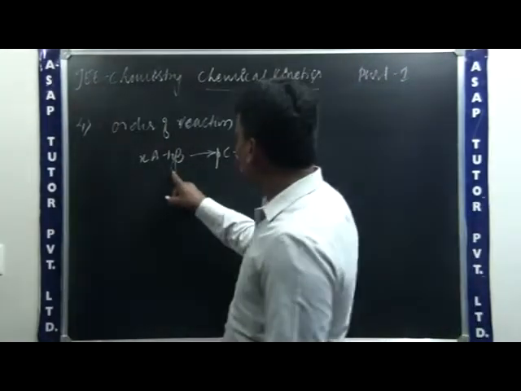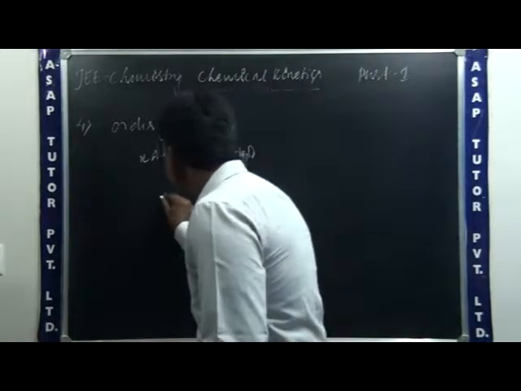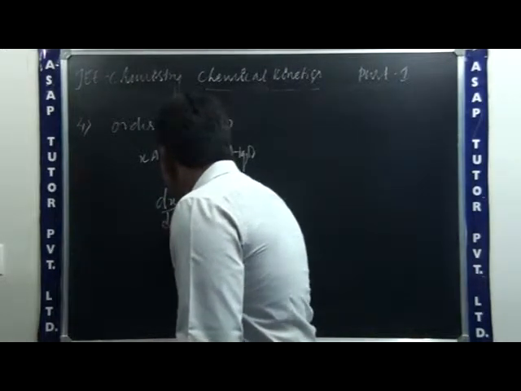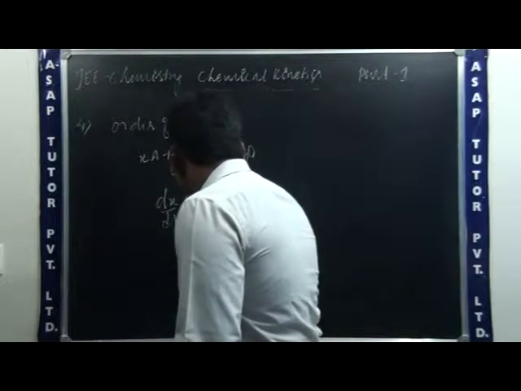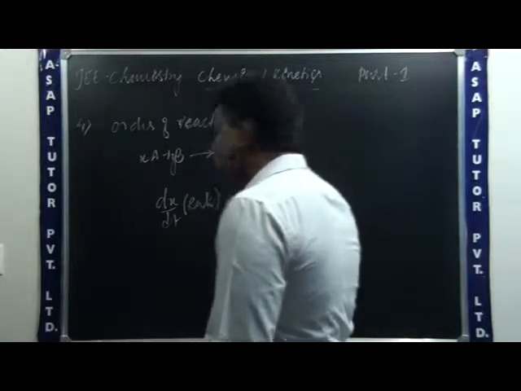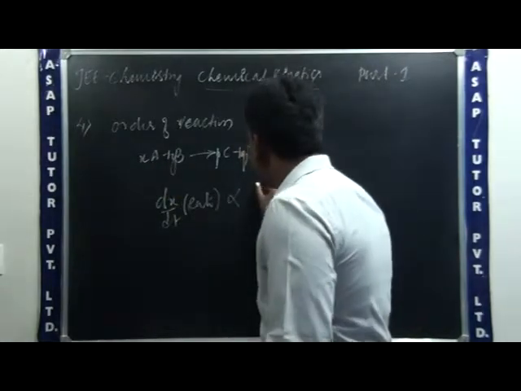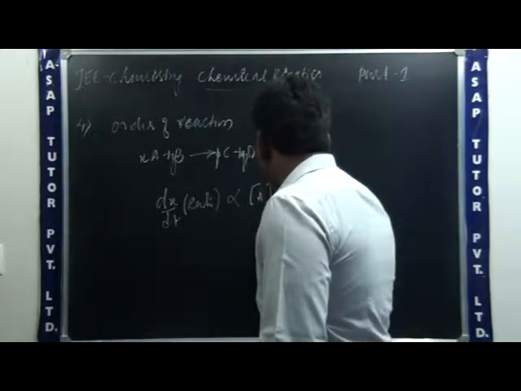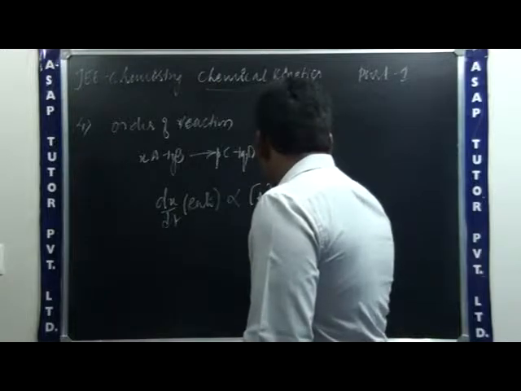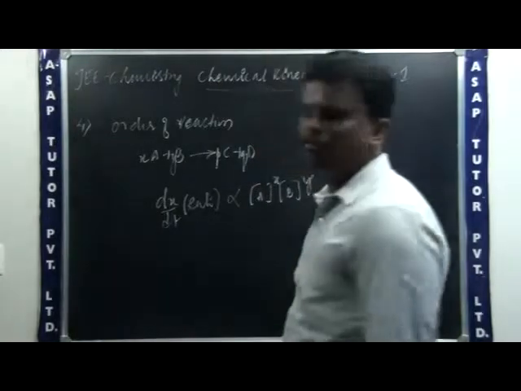If I apply the law of mass action to this equation, we can write dx divided by dt, that is, the rate is directly proportional to the concentration of the reactants. Therefore, we can write the concentration of A to the power of x into the concentration of B to the power of y.